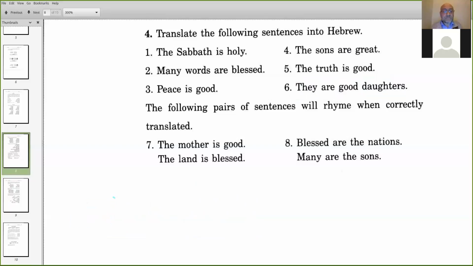Now, what I would like you guys to do, I think this would be kind of fun, is do these on your own, because this will rhyme when it's translated correctly. So I'm going to have you do number 7 and number 8 for these types of exercises. This is section 4, number 7, number 8. We'll stop the share on this, and we will open up the share of the exercises here.